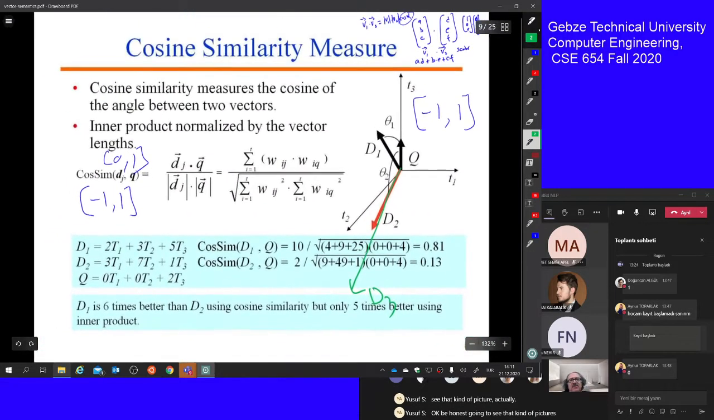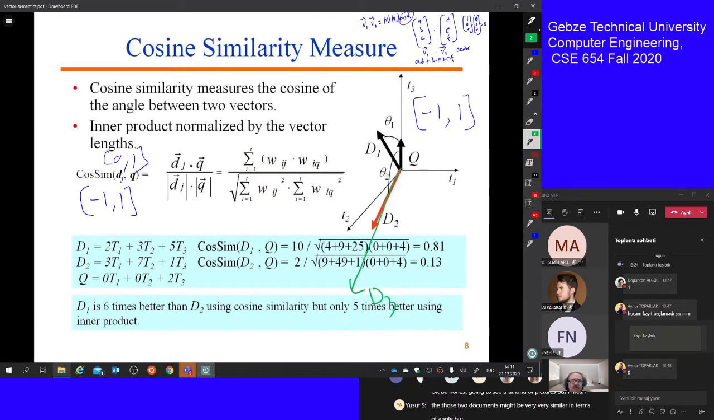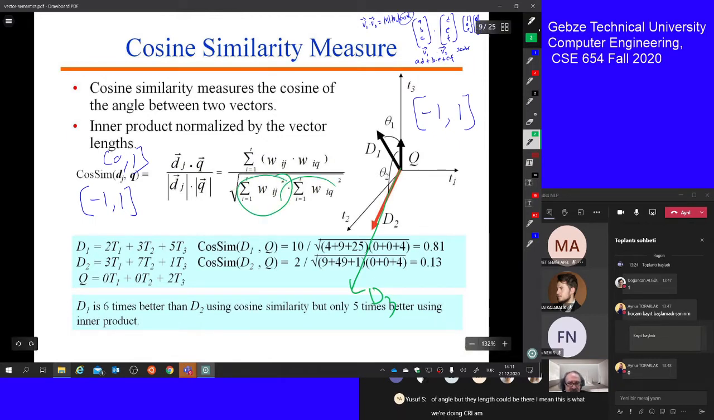But those two documents might be very similar in terms of angle, but their length could be different. This is what we are doing: I am dividing them by the length. These are the lengths of the vectors. Okay. So, how do we know that this is a good similarity measure?